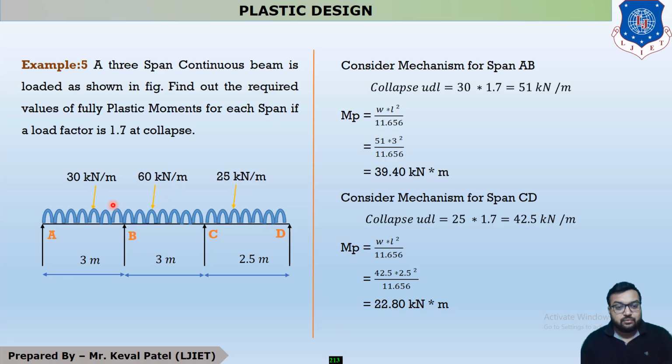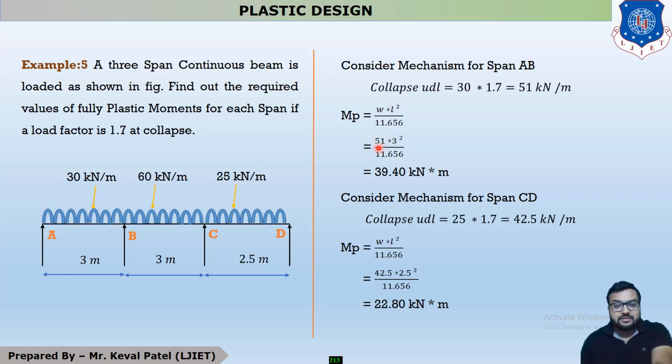Okay. Now, this example is very simple because you can see that the first span, span AB, has a simple support at A and an intermediate support at B. This intermediate support is considered as a fixed support. So your first span is case number 8, a propped cantilever beam subjected to UDL throughout the span. So your MP is WL square divided by 11.656.